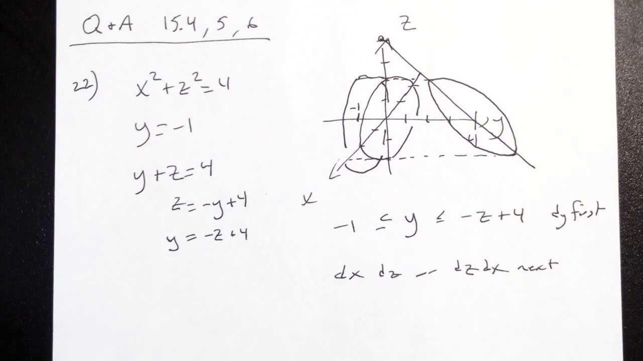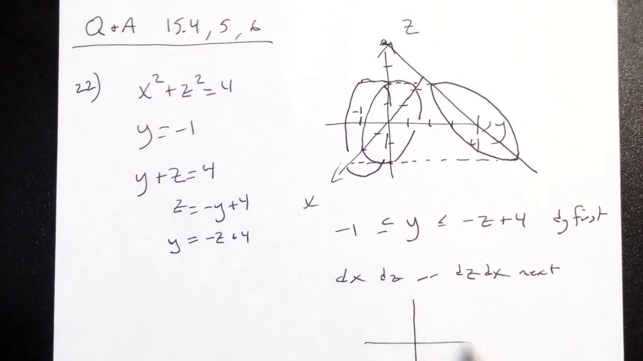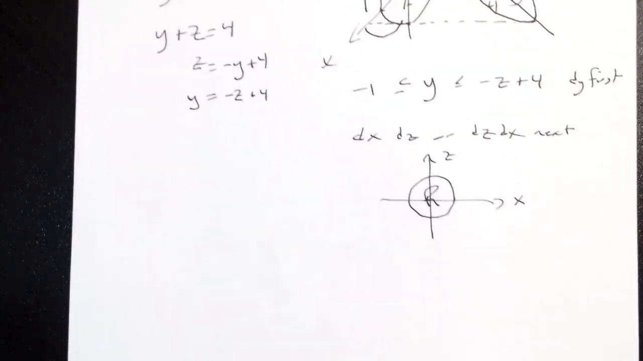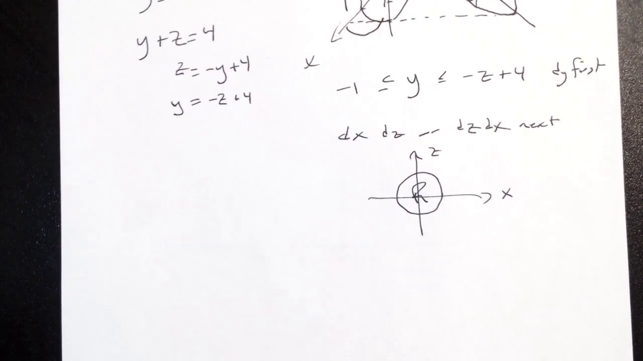So let me just think about the xz part of this. If I'm standing at this end and looking this way, what shape do I see? A circle of radius 2 centered at the origin. Now, you have a choice. How do you want to describe that region?